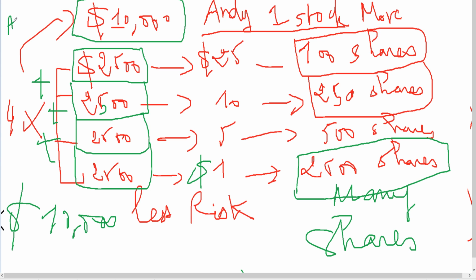This is your account. I hope you understand now. Your account has $10,000. You divide it into 4 positions: 1, 2, 3, 4. And then you find the stock that is $25. How many shares do you buy? You just divide 2,500 by 25. You will find 100 shares. So you will have 100 shares of this stock, which is $25. I hope you understand this.